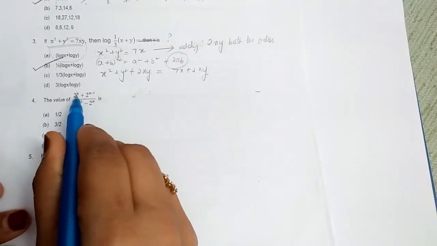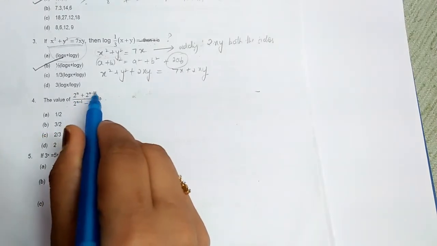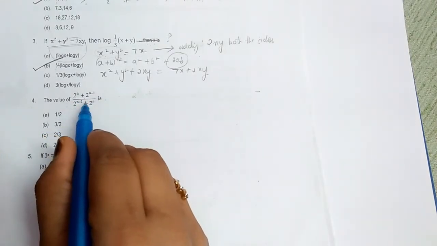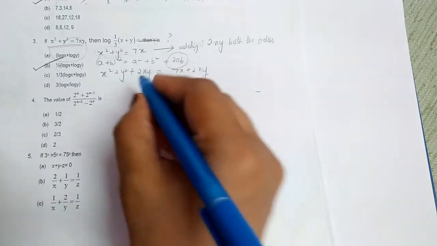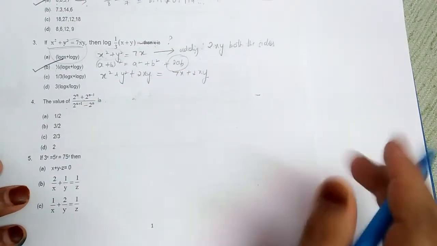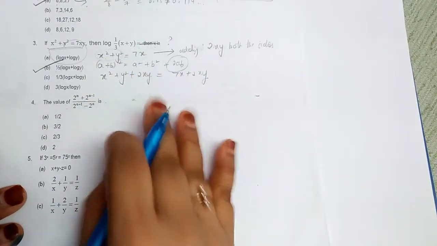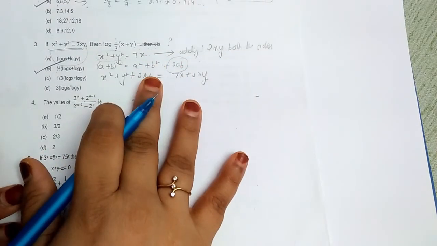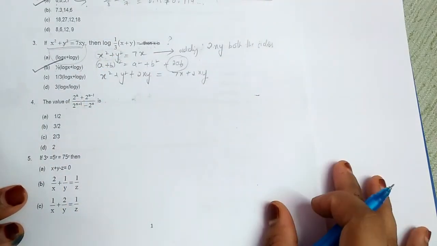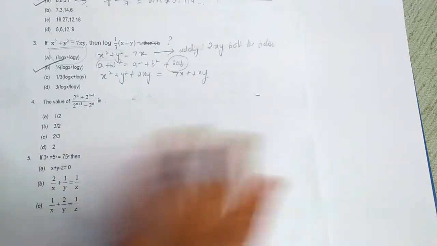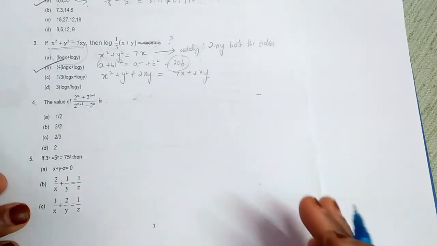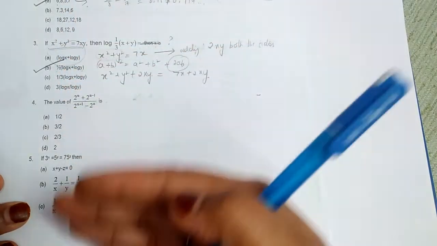The value of (2 to the power n plus 2 to the power n minus 1) divided by (2 to the power n plus 1 minus 2 to the power n). It's the exponential thing. Okay, in the exam, here in the mock test paper, it's given chapter wise. But in the exam it will be all jumbled. You need to be prepared for each and everything. So here it's like from ratios and proportion, it's starting this way.